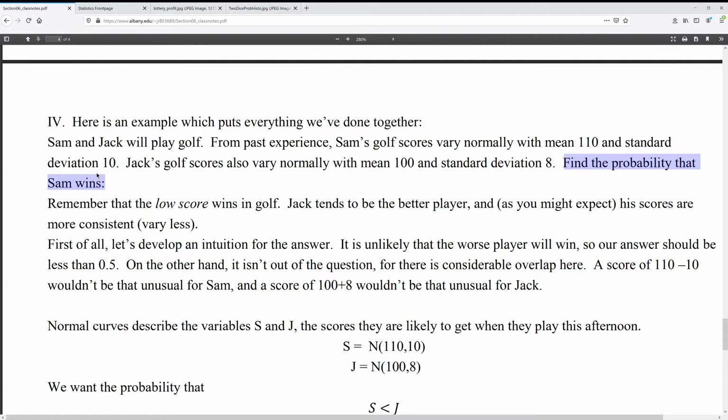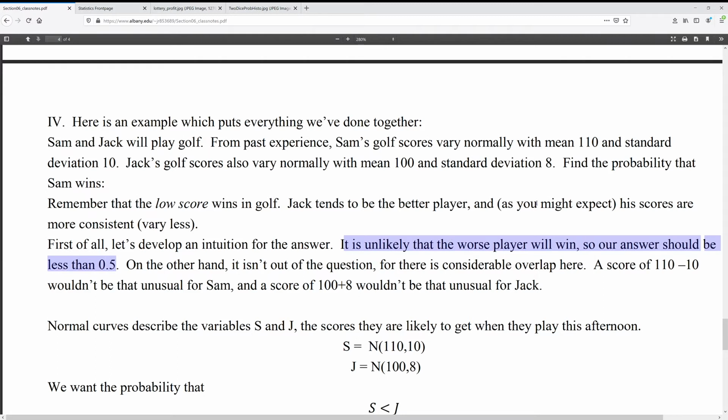You always want to ask yourself what's plausible. You're not going to bet on Sam. Sam tends to be the worst player. So the probability that Sam wins logically should be under a half, right? It is technically unlikely that the worst player will win. So our answer should be less than a half. But how unlikely is it?